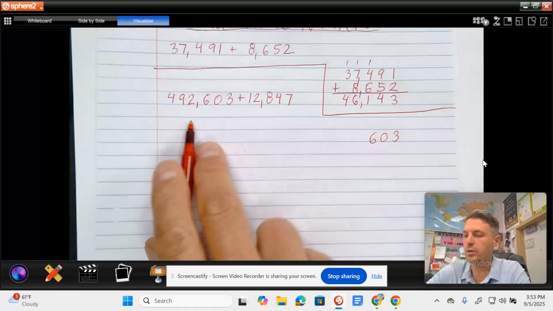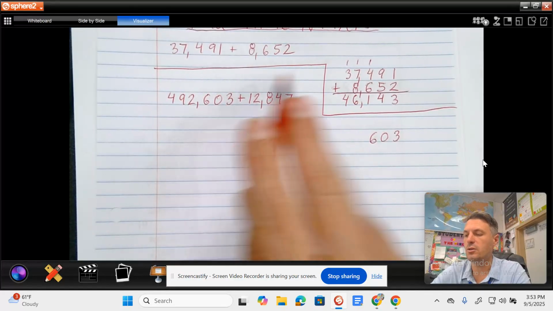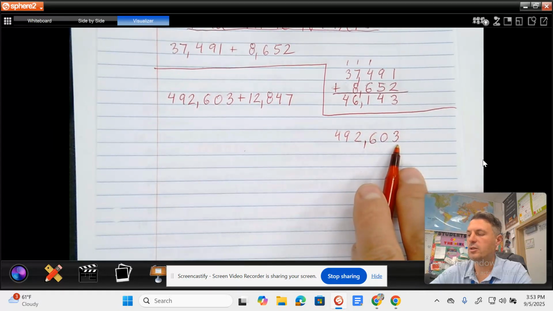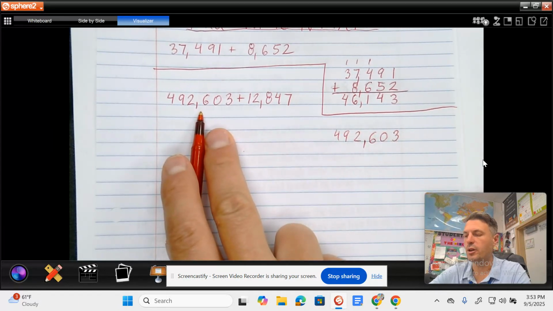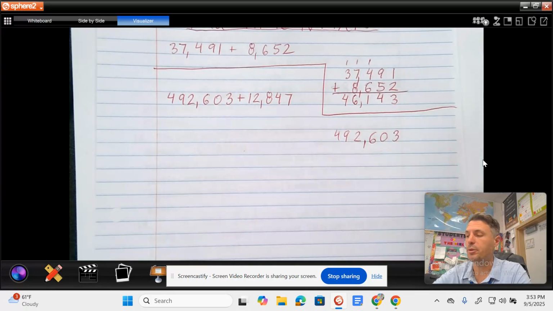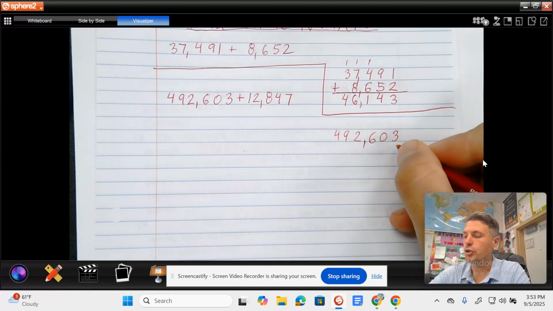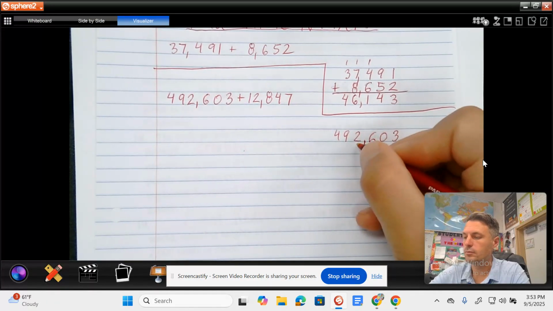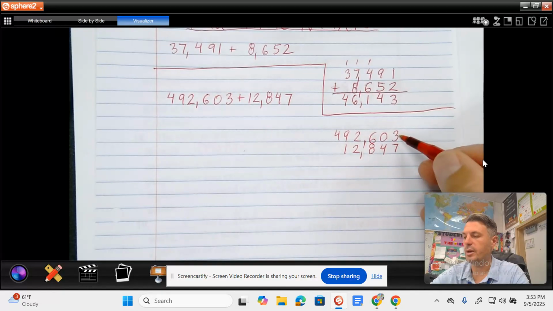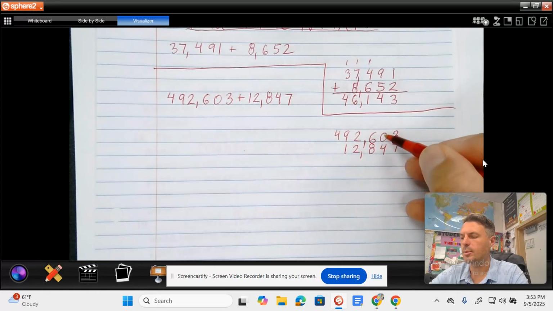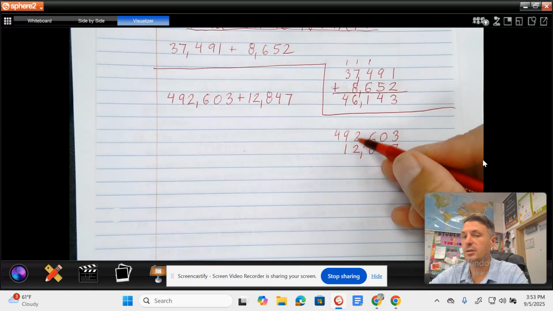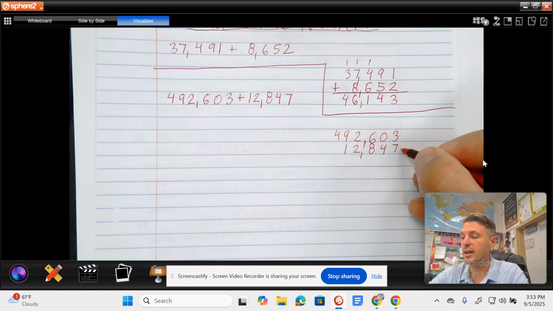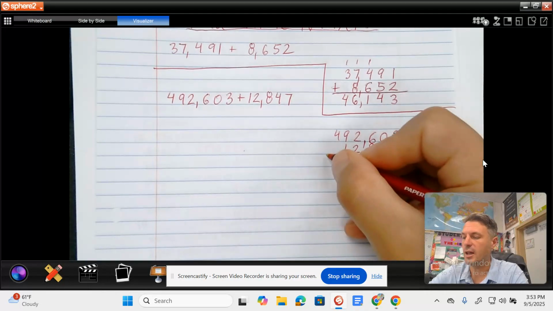So that's the 603 in 492,603. Okay, so here we have 492,603. That's this number, and now we line up this number. We line up all the place value positions correctly. Okay, so now we have our ones place lined up, our tens place lined up, our hundreds place lined up, our thousands place lined up, and our 10,000s place lined up. And the way we make sure they're lined up is by lining up the digits on the right side.